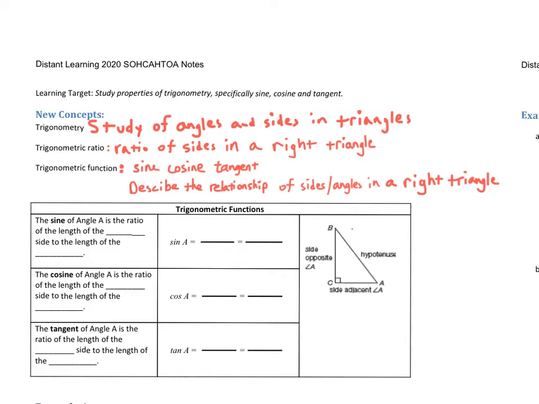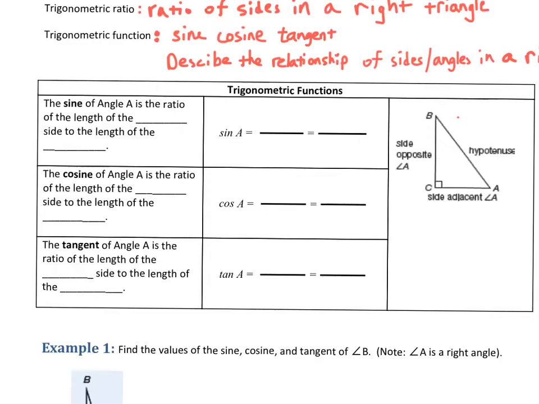We'll start with a couple of definitions. Trigonometry is the study of angles and sides in triangles. So a lot of different relationships between triangles, angles, and sides that we can start to discover. A trigonometric ratio is a ratio of sides in a right triangle, and trigonometric functions are the sine, cosine, and tangent, and they can describe the relationship of sides and angles in a right triangle.